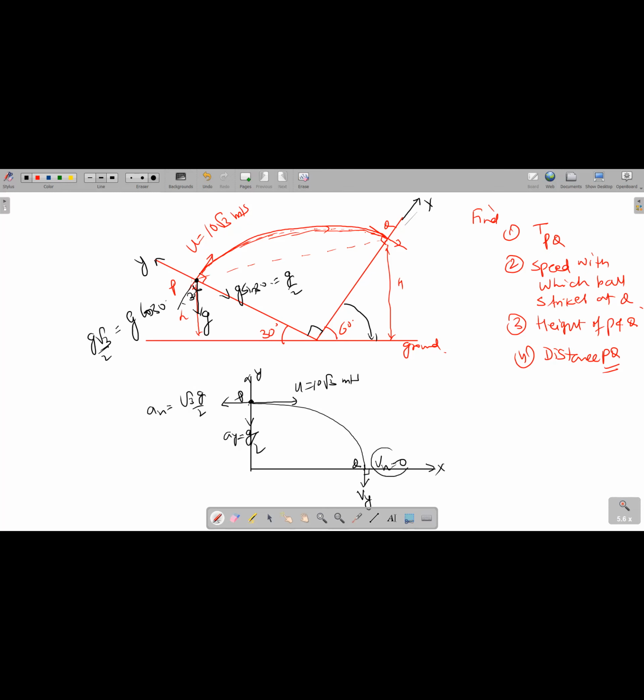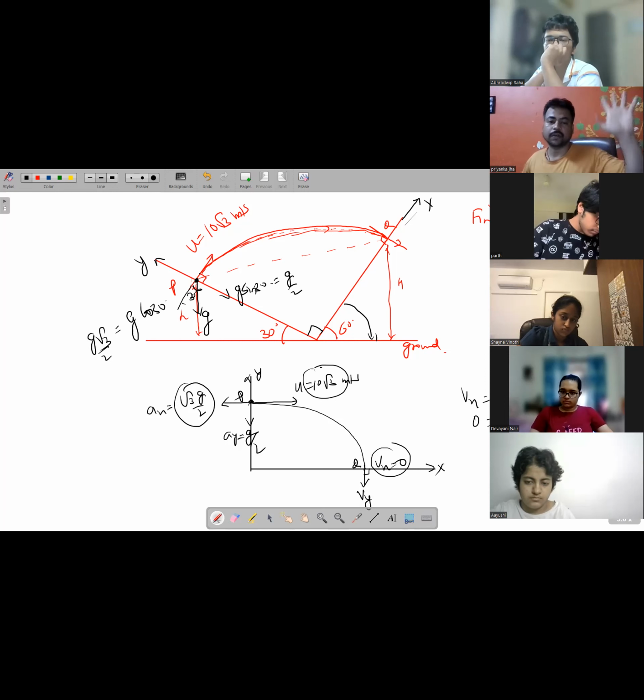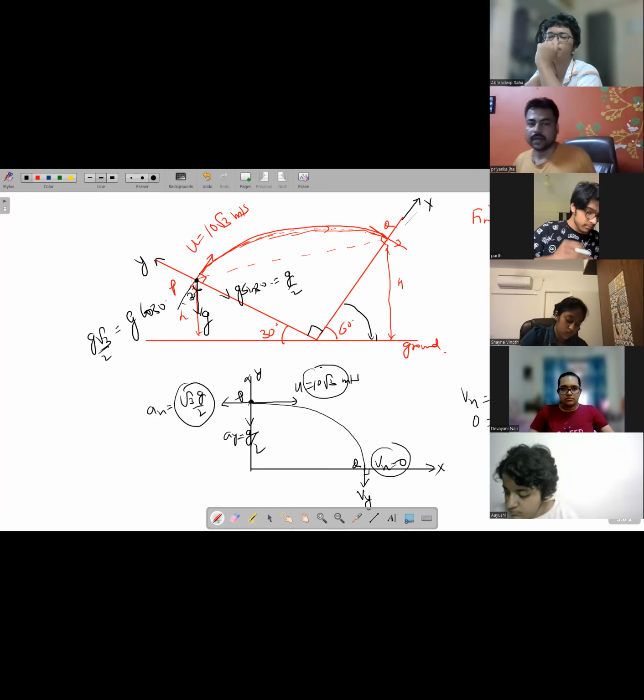See, we can use this information. Vx is Ux plus Ax into t. Vx is 0, Ux is 10 root 3. Acceleration is this much but towards the negative x-axis, so minus root 3 by 2 into g, which is 10, into time. Root 3 cancels, this cancels, and t is 2 seconds. Tell me, easy or not? Understood or not? Now you guys find the rest of the parts.